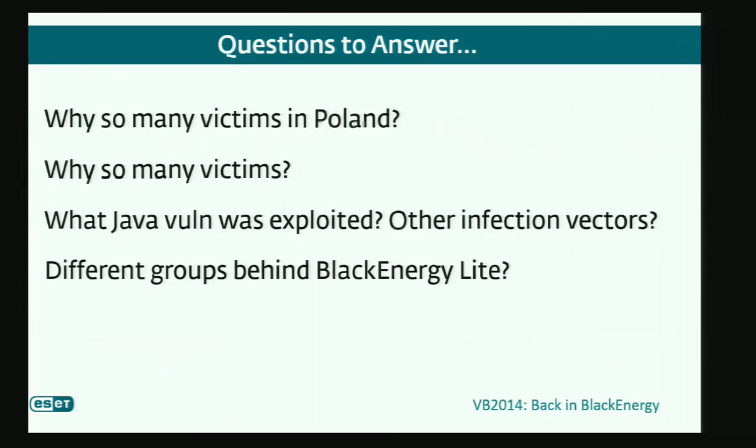And the research did leave us with a couple of unanswered questions, such as, why were there so many victims in Poland? Or why were there so many victims overall? Since we know that there were targeted attacks going on, but the number of victims was so large, which begs the question, how many of these were related, how many of them were not, and what portion of them was just unintended collateral damage? And a couple of other questions for you to think about, and that brings me to the end of my talk.